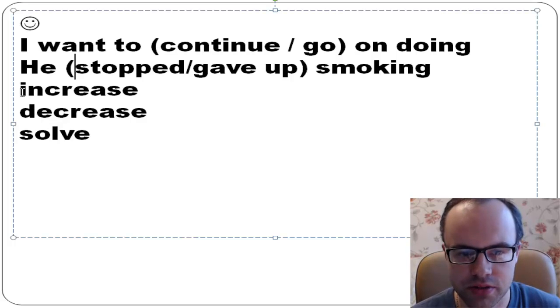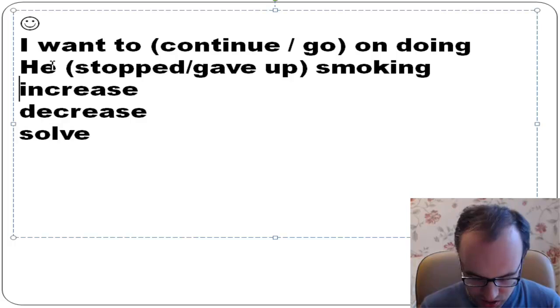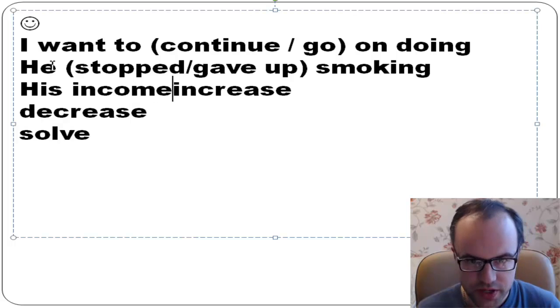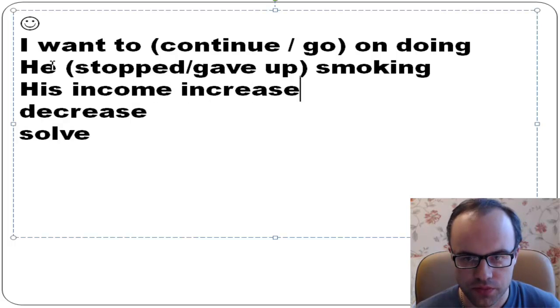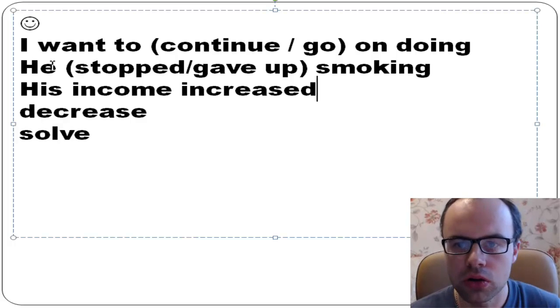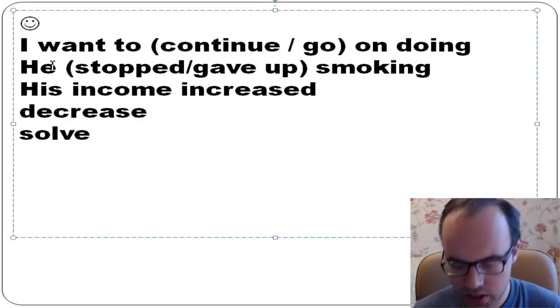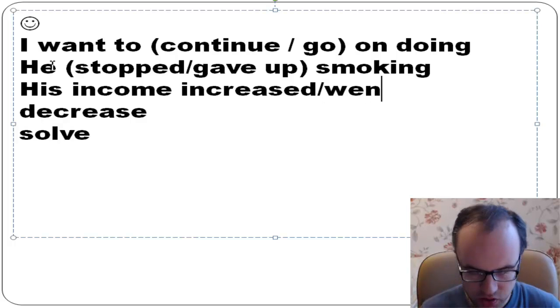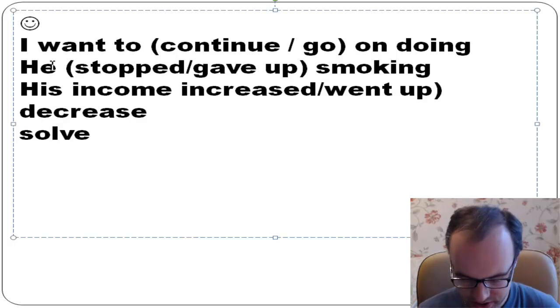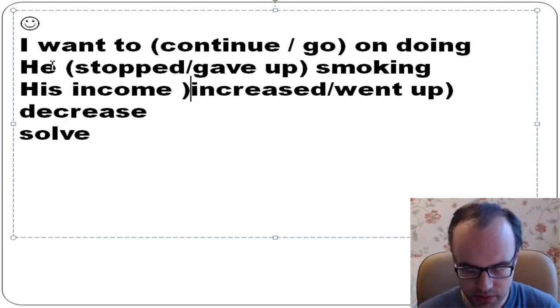Increase and decrease. I think these words are familiar to you. For example, his income increased. Does it mean it's higher or lower? Right, it's higher. But you could also say his income went up. Went up. So there is a phrasal verb and it means go up. His income, you see, his income went up.